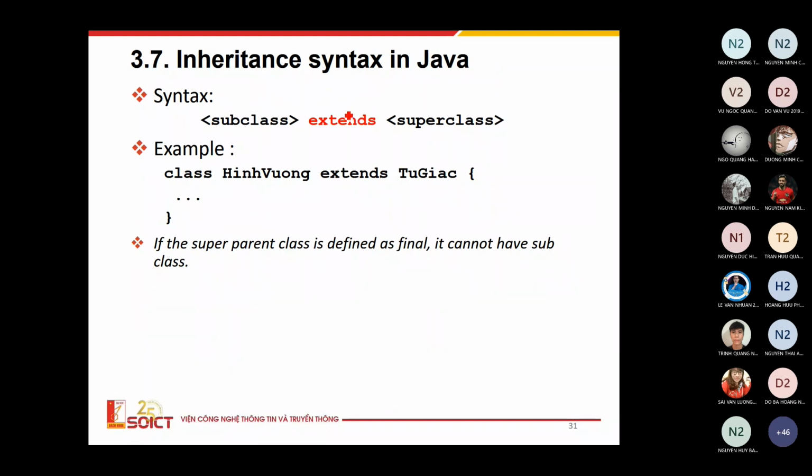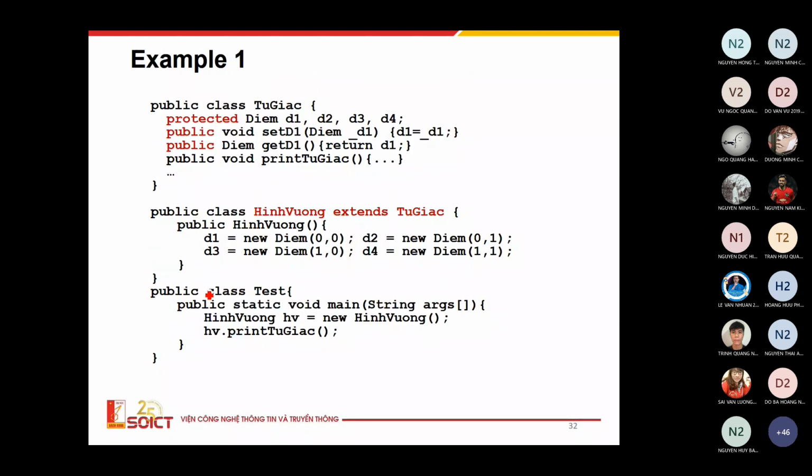And the syntax for inheritance in Java, you will use the keyword extends. You have a subclass which extends a superclass. For example, you declare the class hình vuông, which extends the class tứ giác. And if the superclass is defined with the keyword final, you cannot extend it into a subclass. And here is an example, you have the example like this.